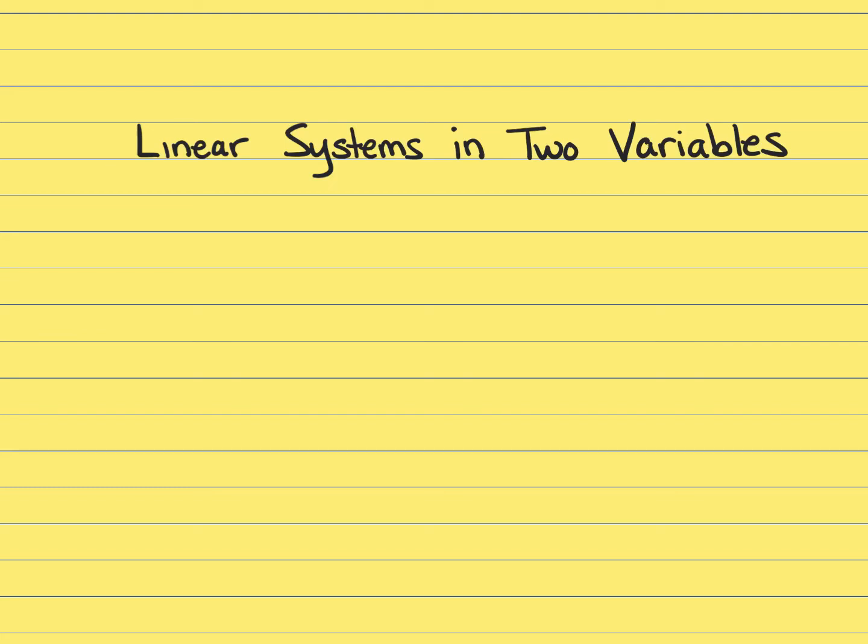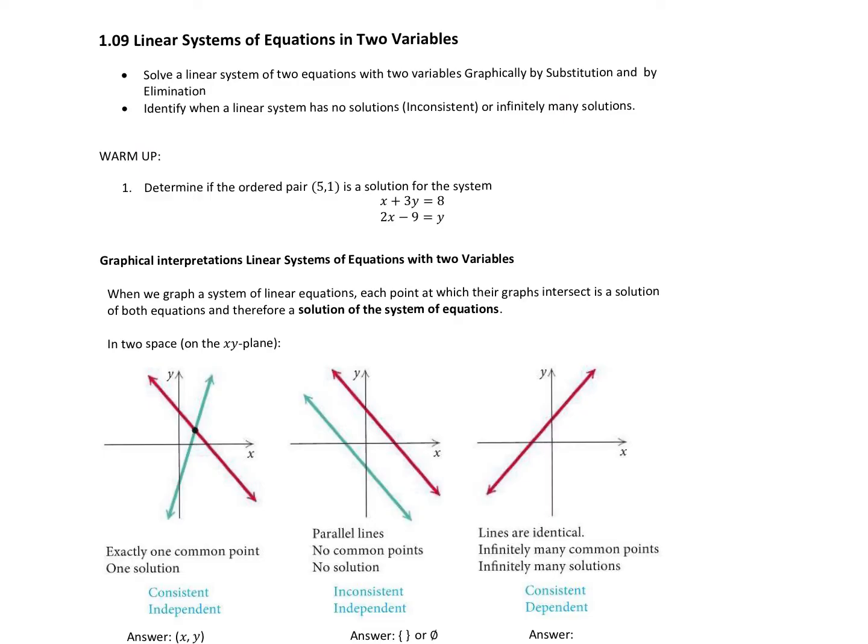This video is about linear systems in two variables. A system of equations is two equations that are true at the same point. So two different equations that have one common solution. We can solve them three different ways: graphically, using substitution, or using a method called elimination. We want to be able to solve those systems three different ways and identify when a system has no solutions, which we call inconsistent, or infinitely many solutions.